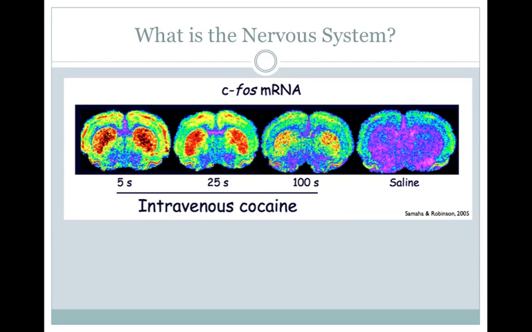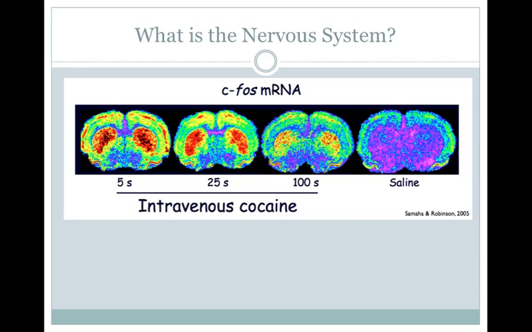that you're interested in. So in this study, they were looking at the same amount of cocaine being injected intravenously into a rat, and that same amount of cocaine could be injected either over an interval of 5 seconds, 25 seconds, or 100 seconds, and they compared that with what the mRNA expression looks like in the brain, to a rat that was just injected with saline. So that serves as the control experiment.